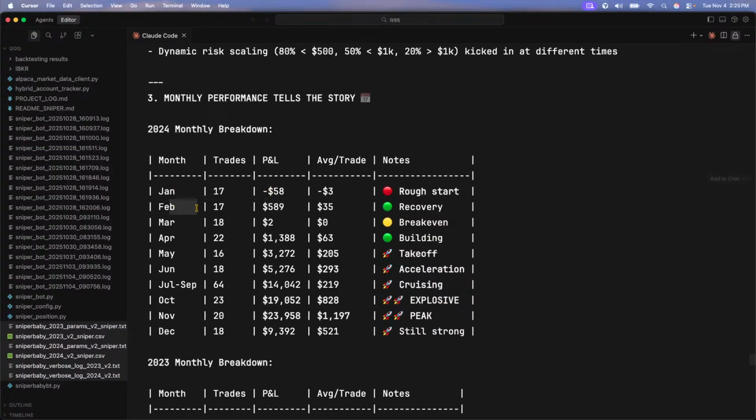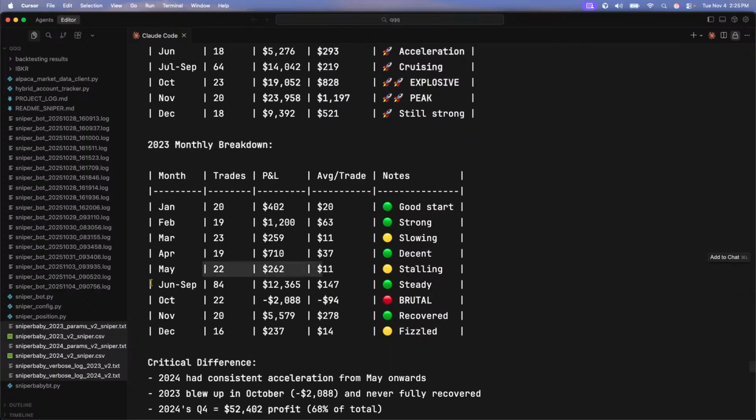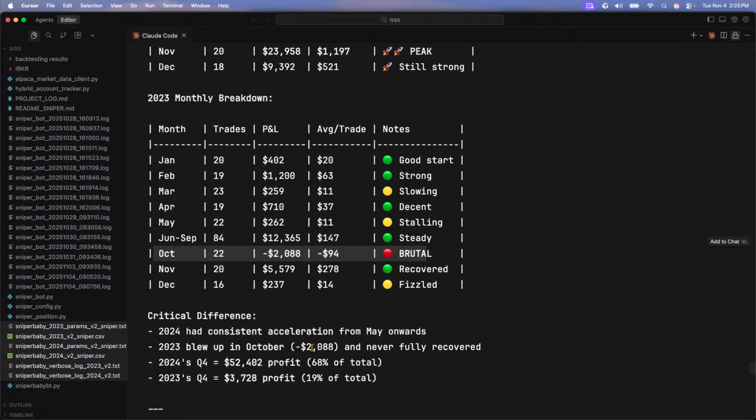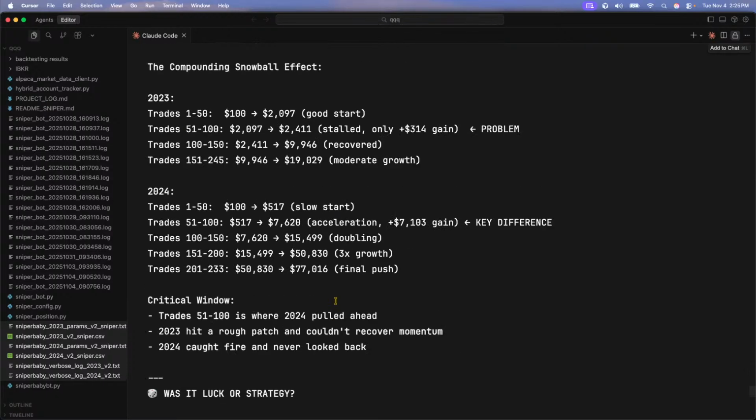January, 17 trades. I'll look at 23. Okay. 20 trades, 19 trades, 23 trades, 19 trades, 22 trades. September, 4 trades versus 64. Brutal was October. October is usually good. 2024 consistently accelerated from May onward. 2023 blew up in October and then never fully recovered. Okay.